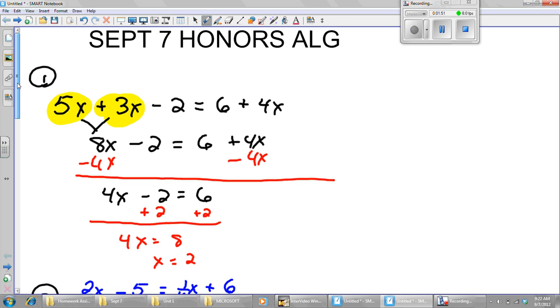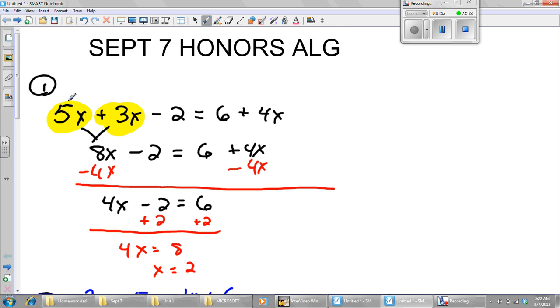And I could put that in the original equation, check it. 5 times x, 5 times 2 is 10, plus 3 times 2 is 6, minus 2. Looks like this side is going to end up being 14. Over here, I'm going to have 6 plus 4 times 2 is 8. 6 and 8, 14. They are equal to each other. I must have done the problem right.